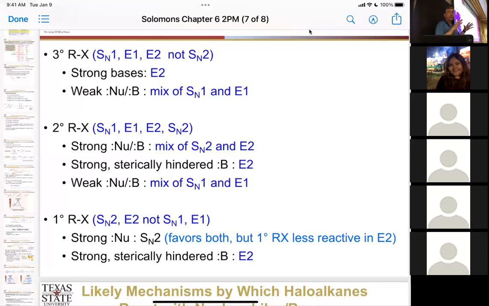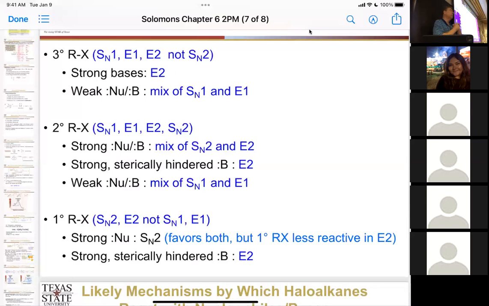Okay. Now, the primary alkyl halides don't form carbocations, so you don't have to worry about E2, E1, or SN1. All you have to worry about is SN2 and E2. Now, E2 will only happen if you have a hindered base, okay? Because it's not as stable as if it was a secondary or a tertiary. So you have to have a strong base, okay? But if you have a good nucleophile, you're gonna do the substitution reaction.